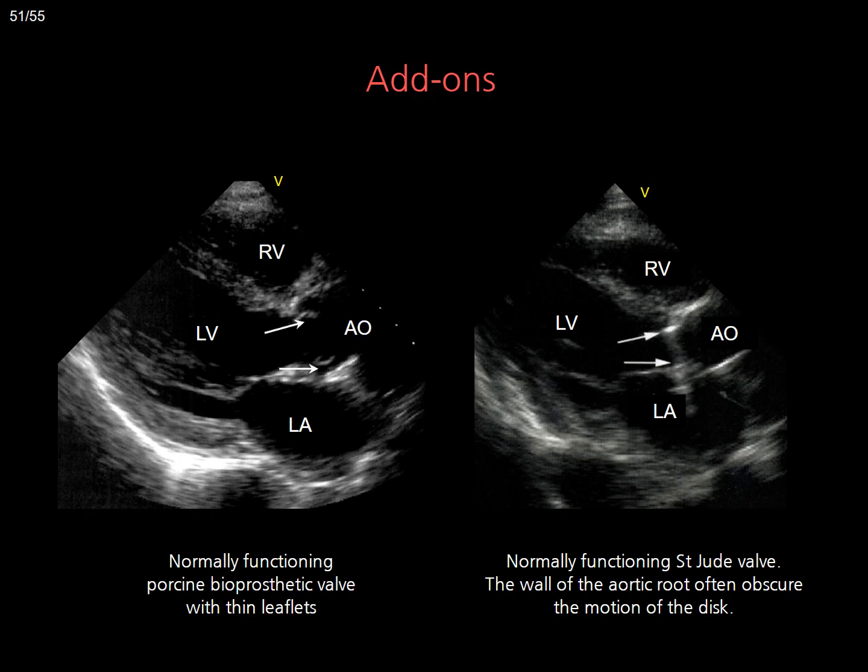On the right, this is a normally functioning St. Jude mechanical valve. In the parasternal long axis view, the motion of the occluder may be partially obscured by the aortic root wall, which is a common and expected limitation. Importantly, there are no features to suggest dysfunction in either case.